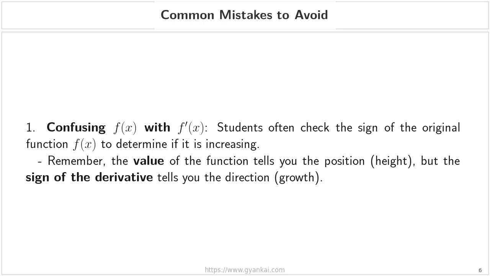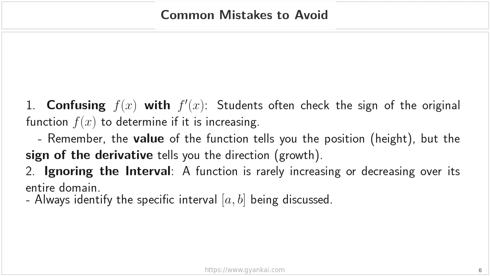A common error is checking the sign of the original function, f of x, to determine if the graph is increasing. You must remember that the value of the function only tells you the position or the height of the point on the y-axis. To determine the direction of growth, whether the function is climbing or falling, you must look specifically at the sign of the derivative, f prime of x.